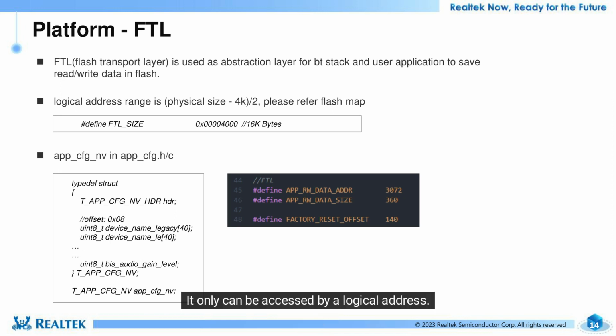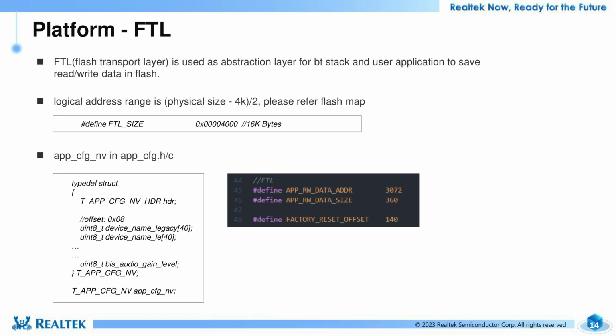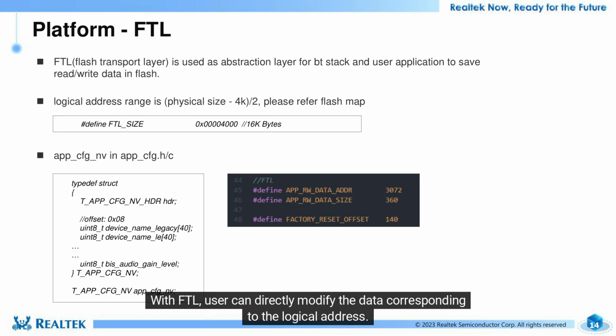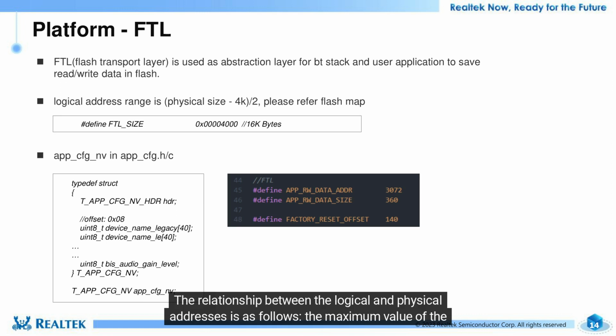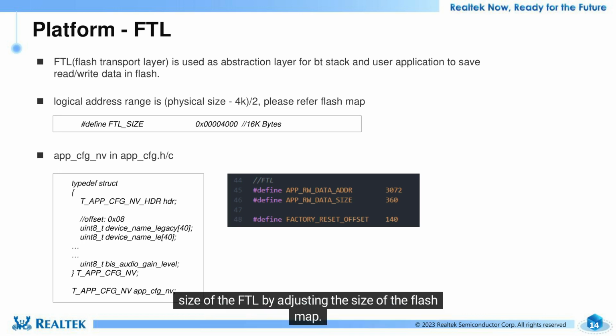It can only be accessed by a logical address. With FTL, the user can directly modify the data corresponding to the logical address. The relationship between the logical and physical addresses is as follows. The maximum value of the logical address is the physical address minus 4 kilobytes and then divided by 2. The customer can adjust the size of the FTL by adjusting the size of the flash map.